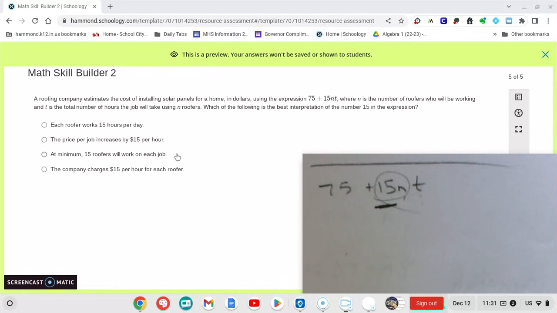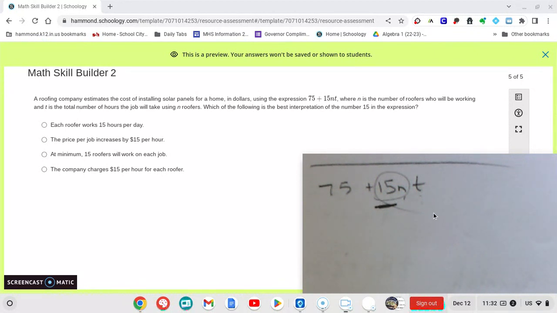At minimum, 15 roofers will work on each job. Well, remember, n is the variable that stands for the number of roofers. That's being multiplied by 15. So we can rule that one out. And then the company charges $15 per hour for each worker. So if this is the total cost to the customer, we can kind of see what's going on here.